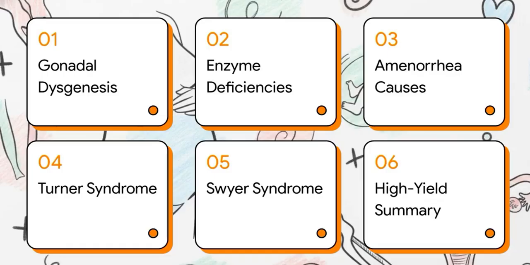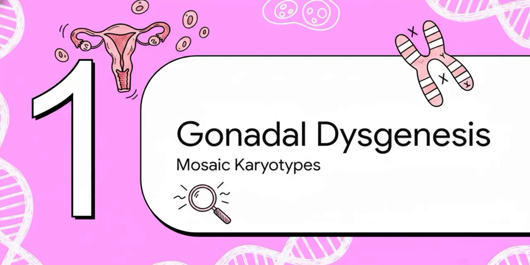Just to give you a quick roadmap under our MCQ discussion heading today, we're covering 5 main topics. We've got managing gonadal dysgenesis, evaluating enzyme deficiencies, classifying amenorrhea causes, diagnosing Turner syndrome, and understanding Swyer syndrome. And of course, we'll wrap it all up with a high-yield summary review. Okay, let's move right into our first clinical challenge.